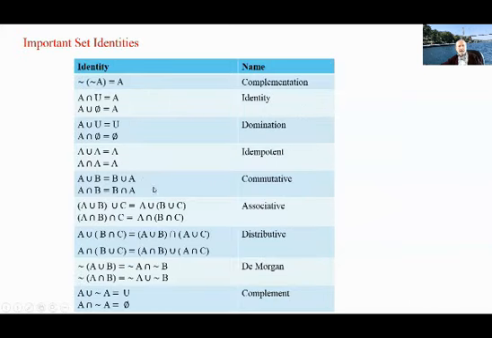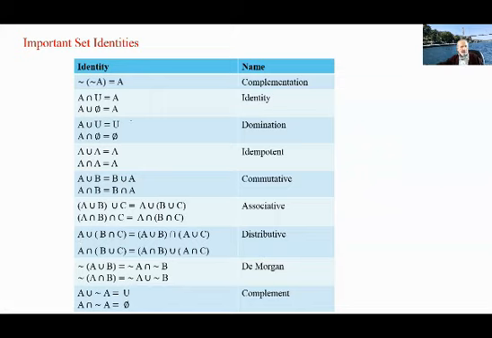These are the commutative properties. A union B is the same as B union A. A intersection B is the same as B intersection A. This is associative: A union B union C is A union B union C. This is an important one, the distributive property. So A union B intersection C is A.